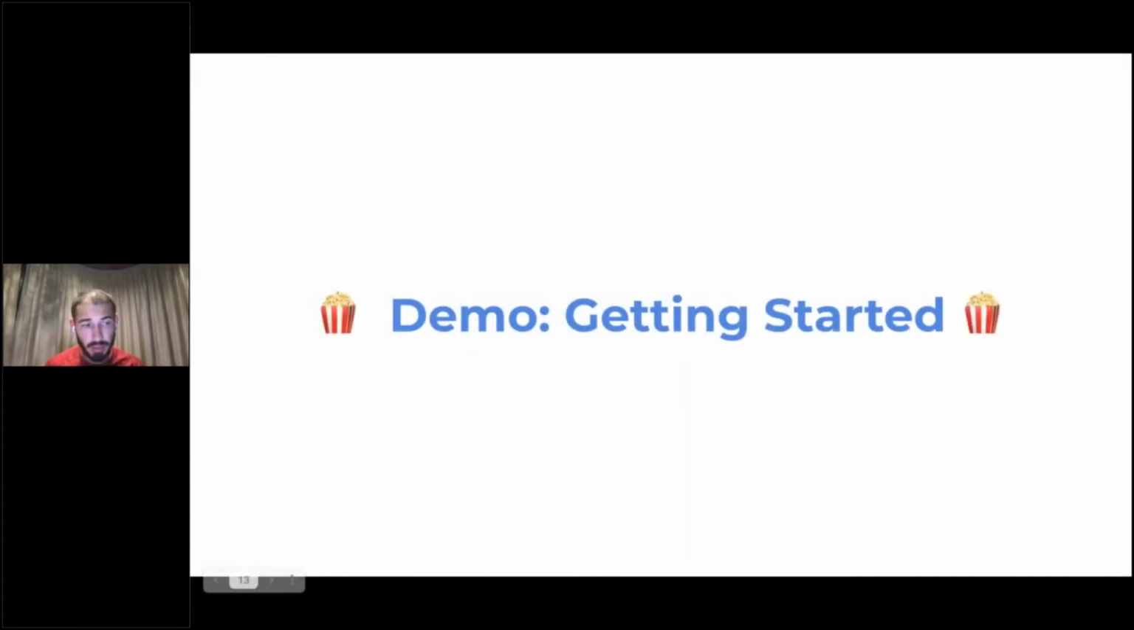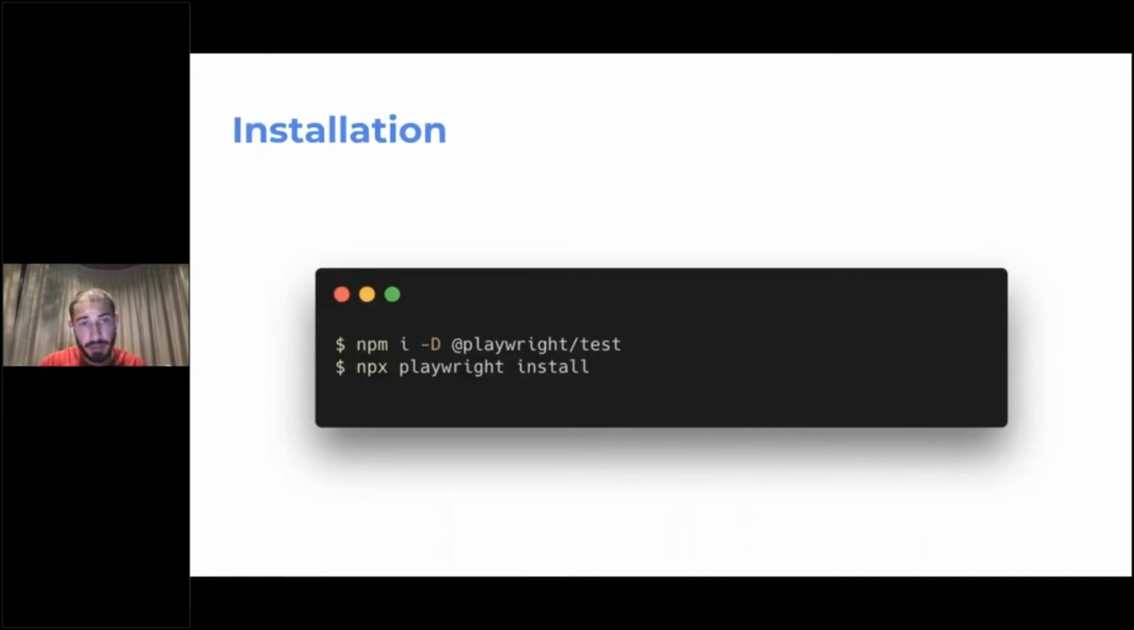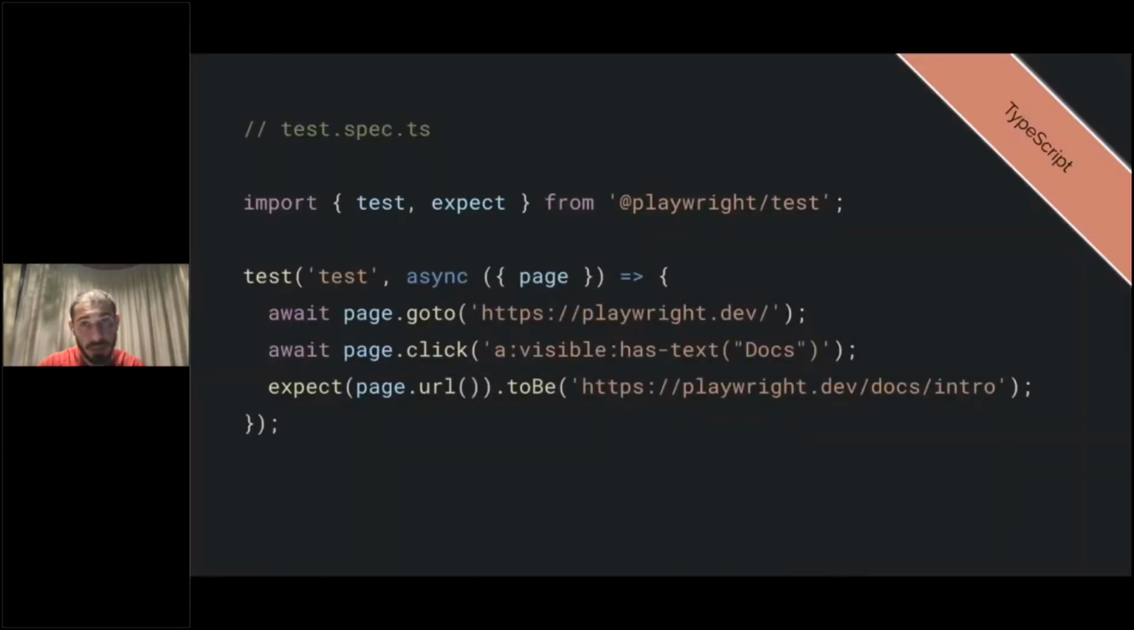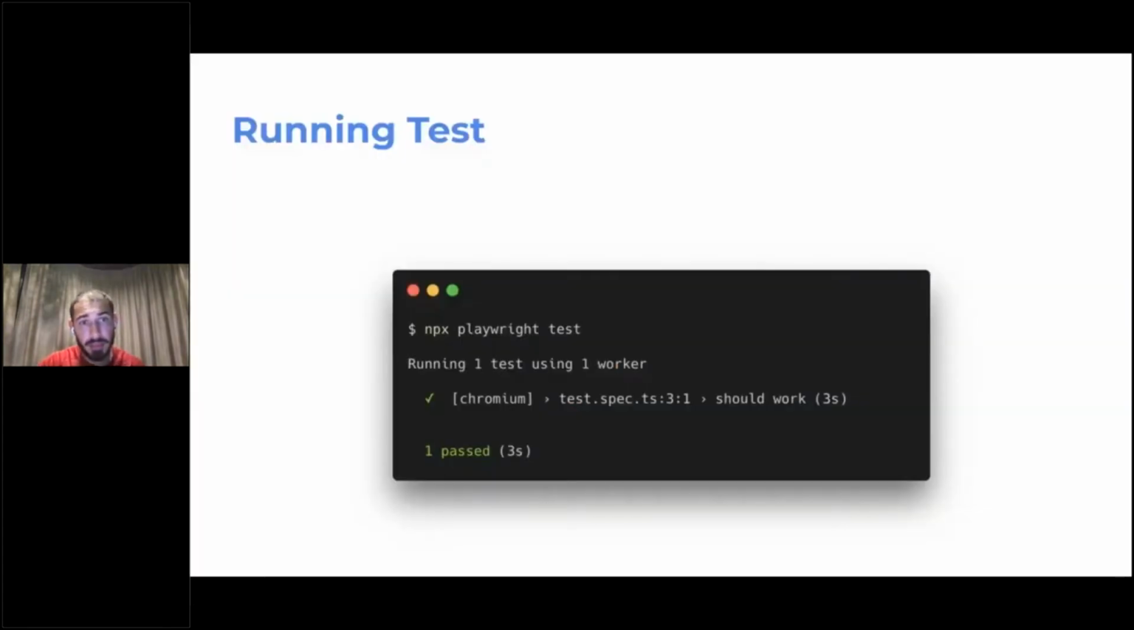Okay, recap. What did we just see? First we saw Playwright test installation. It was easy, just 2 commands: you install Playwright test and you install browsers as a follow-up. Next, we came up with a very simple test. It's just 3 lines of code, and we were taking advantage of the page fixture given to us by Playwright test. And finally, we used the Playwright CLI command test to run all the tests.